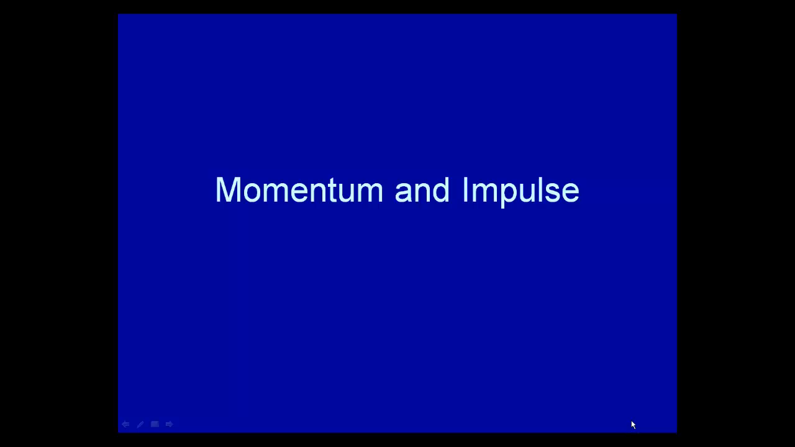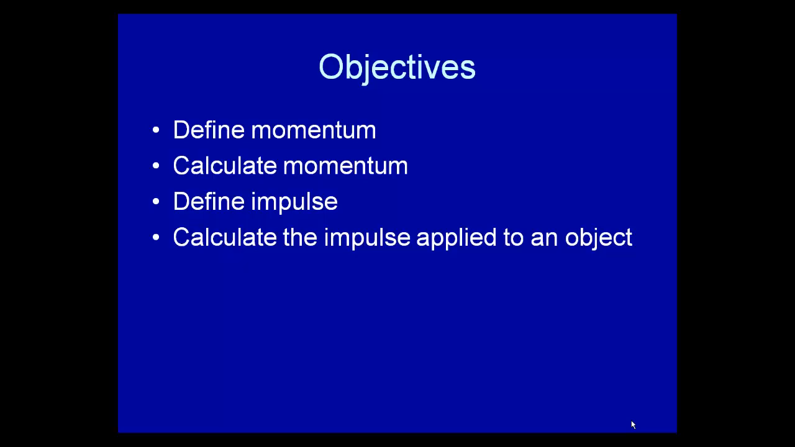Okay, today we're going to talk about momentum and impulse, which are quantities of motion. They involve things moving. So we're going to define momentum, we're going to calculate momentum, then we're going to define impulse, then we're going to calculate the impulse applied to an object. So those are the four things we want to get done out of this.